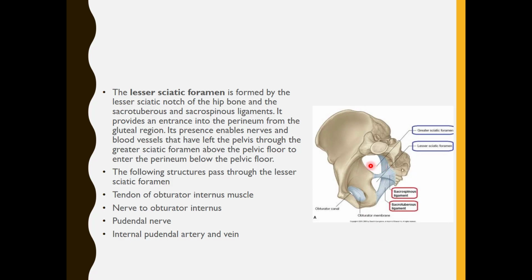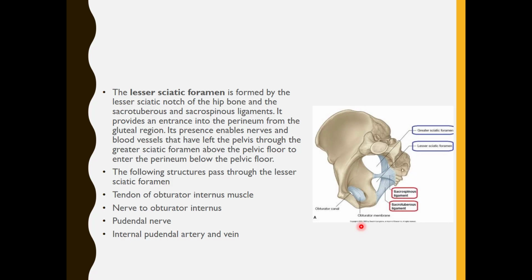Those structures which exited from the pelvis to the gluteal region through the greater sciatic foramen will enter from the gluteal region into the perineum through the lesser sciatic foramen. Its presence enables the nerves and blood vessels that have left the pelvis through the greater sciatic foramen above the pelvic floor to enter the perineum below the pelvic floor.